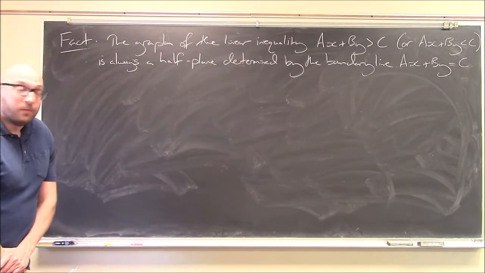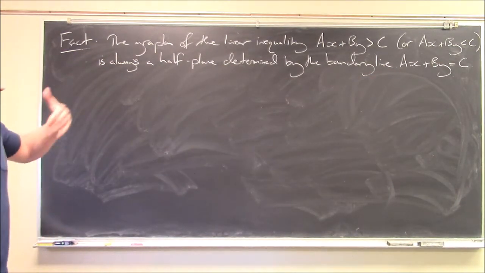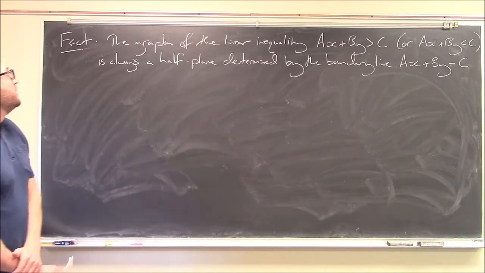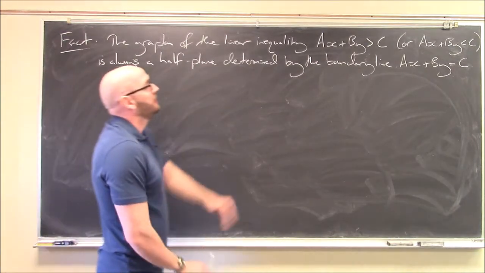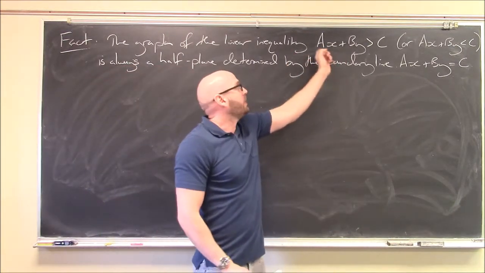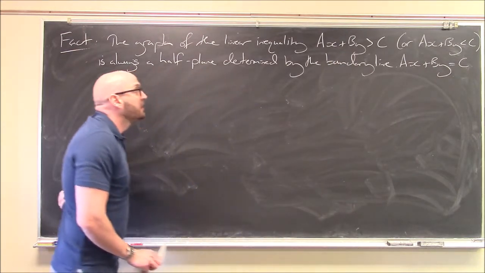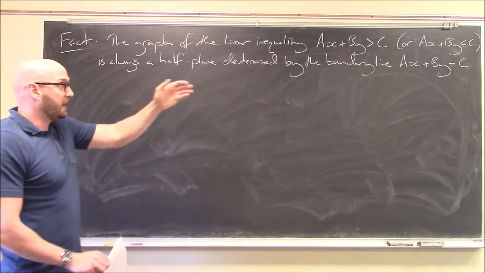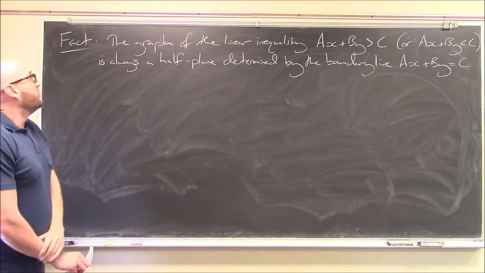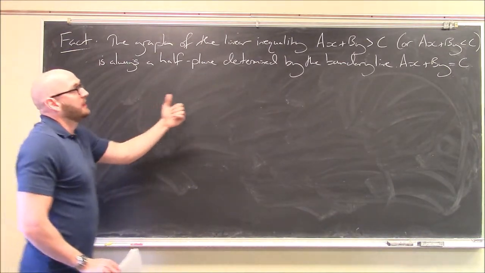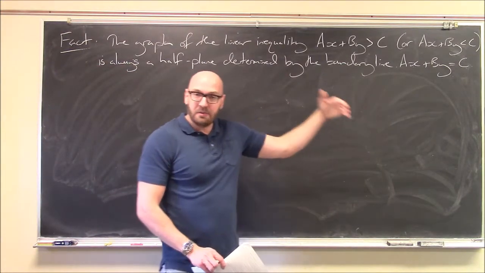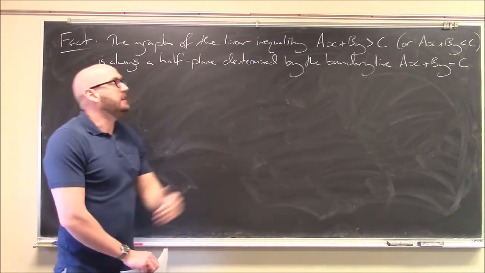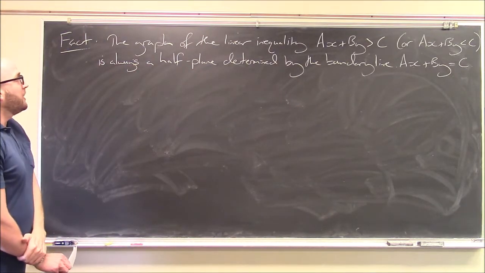So just writing down formally what I just said is the following fact or theorem, if you want, which is the graph of a linear inequality. So here's standard form, ax plus by is bigger than c, or to flip your inequality sign, ax plus by is less than c, is always a half plane, and that half plane is determined by the boundary line where you actually have equality, ax plus by equals c. So the question is, how do you determine which one?